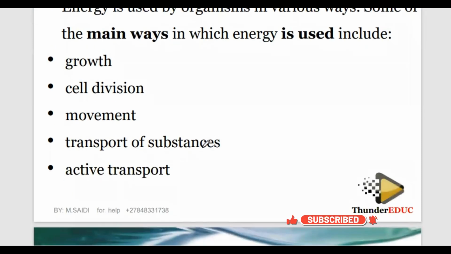Movement. Sometimes when you are weak and say that you don't have energy, you can't walk for a long distance. Why? Because you are hungry.